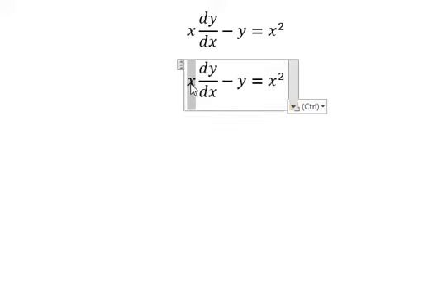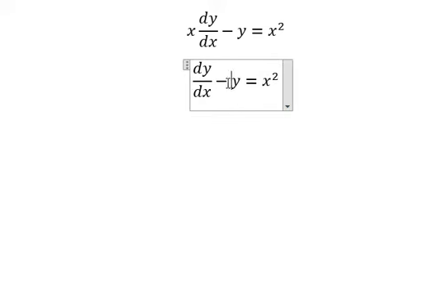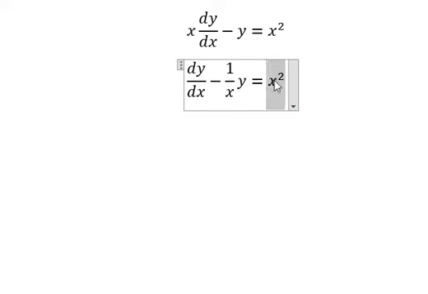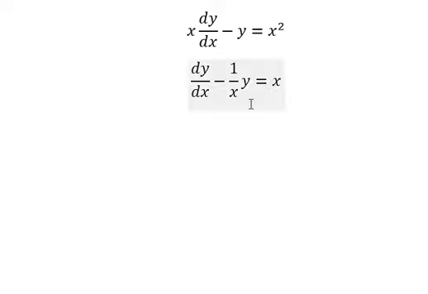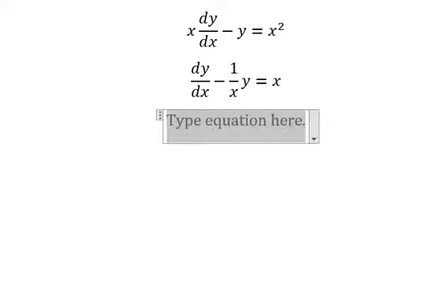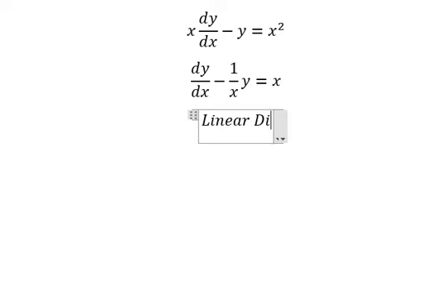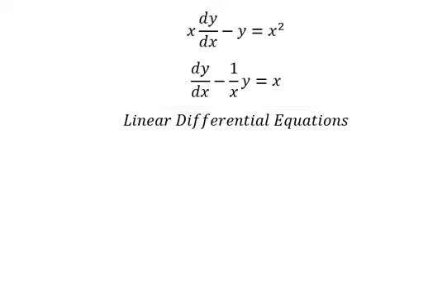We divide both sides by x. Next, we have y and the first derivative of y. This is about linear differential equations. So we can use an integrating factor.